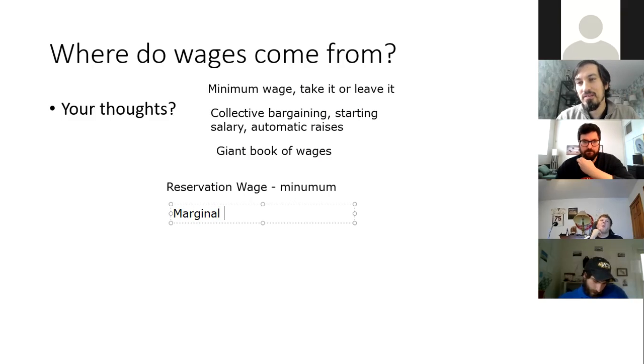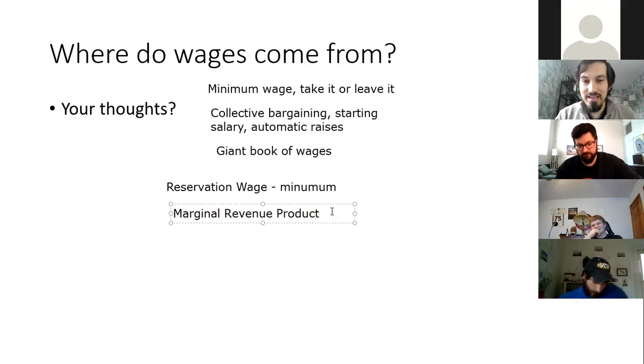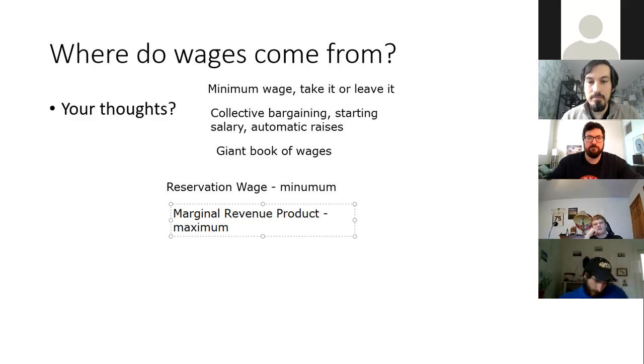Should I say revenue product or just product? Do you care? What do you prefer? Marginal revenue product or just marginal product? You don't care. I'll go with revenue. Did somebody chat an answer to this question? Marginal product revenue, that's not one of the choices. Are you trolling me? Marginal product revenue sounds weird to me, and it's definitely foreign.